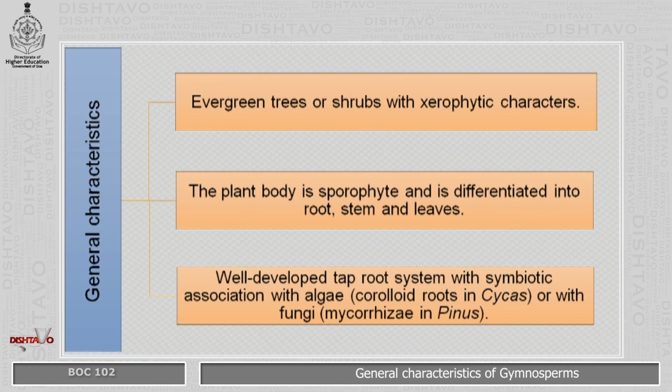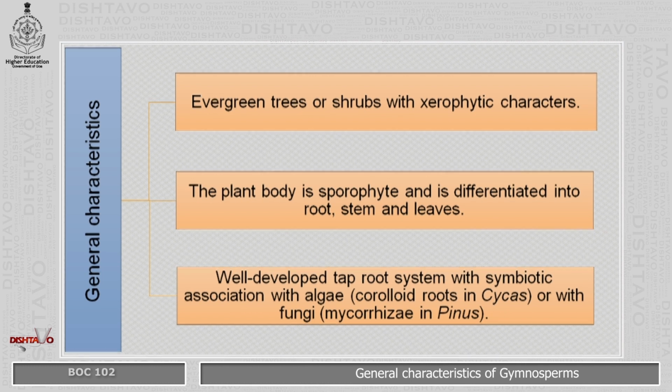inside the ovary. Coming to the general characteristics of gymnosperms, they are evergreen trees or shrubs with xerophytic characters. We say evergreen because the foliage of the gymnosperms remains green throughout the year. The plant body of gymnosperm is a sporophyte and is differentiated into root, stem and leaves. We say the plant body is a sporophyte for two reasons. Number one, each and every cell of the plant body is diploid in nature, and secondly, this plant body gives rise to two different types of spores, that is microspores and megaspores.